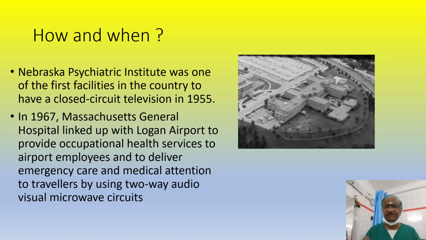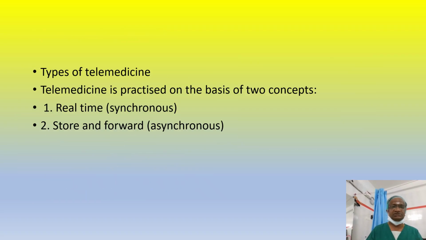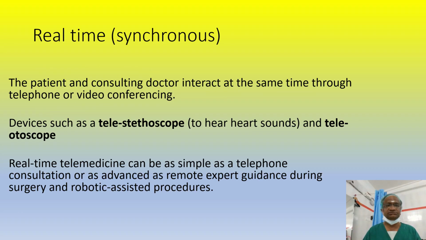Now we think of telemedicine only after Corona. But it was in 1967, at Massachusetts General Hospital, before the advent of computers and the internet, that they used to communicate with airport officials. Now we have two types of telemedicine. One is real-time synchronous, and the second is store and forward, which is asynchronous. I'll tell you what is what.